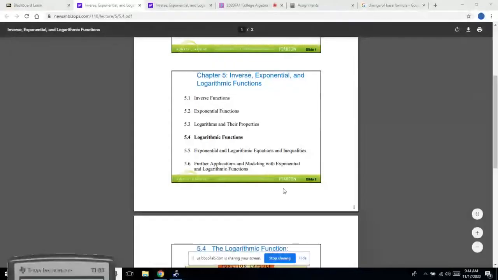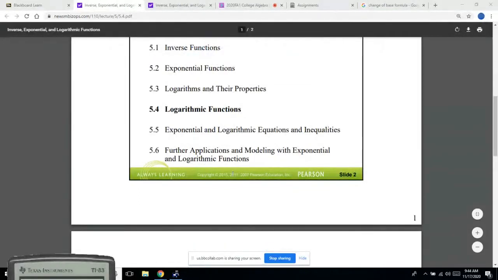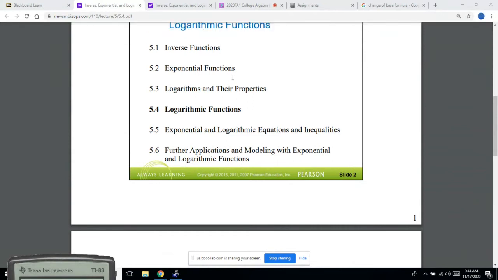Okay, so in this section, we're going to take a look at logarithmic functions. In the last section, we had taken a look at logarithms and their properties. We looked at the product rule, which states that you can rewrite a sum as a product and a product as a sum. We took a look at the quotient rule, which allows you to write a quotient as a difference, and we also took a look at the power rule.